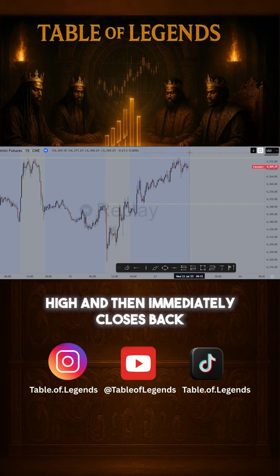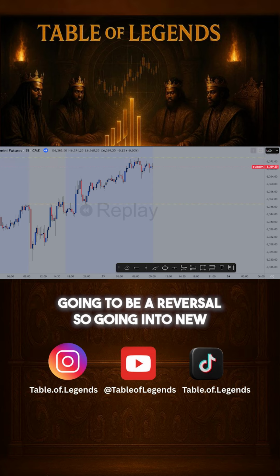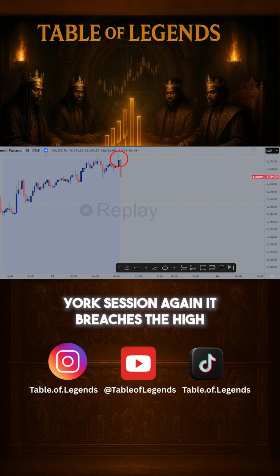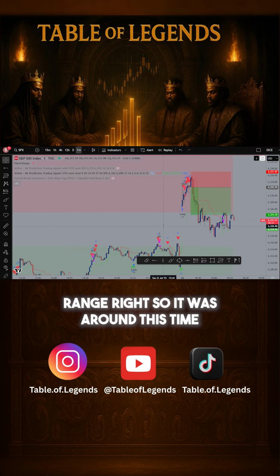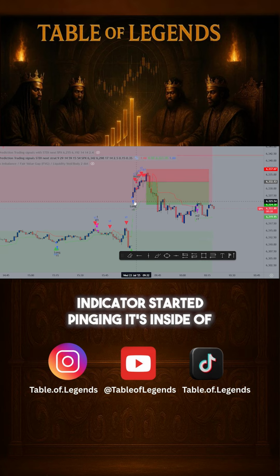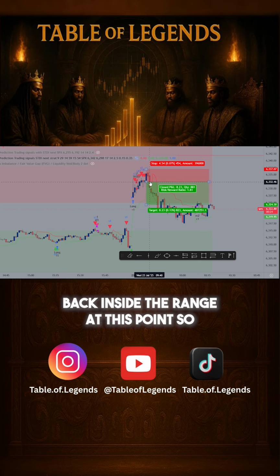If it goes to the high and then immediately closes back inside the range, it's likely that's going to be a reversal. So going into New York session again, it breaches the high and then it comes right back inside the range, right? So it was around this time, around 9:39:40, that the indicator started pinging. It's inside of our zone, it's calling short, and it was back inside the range at this point.